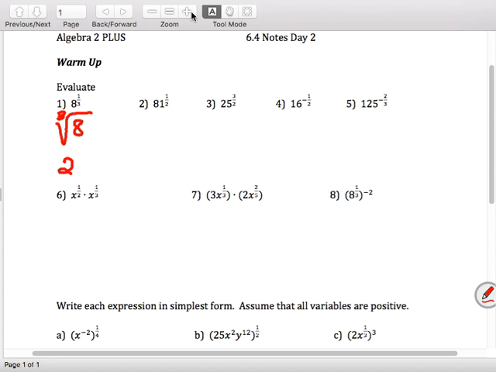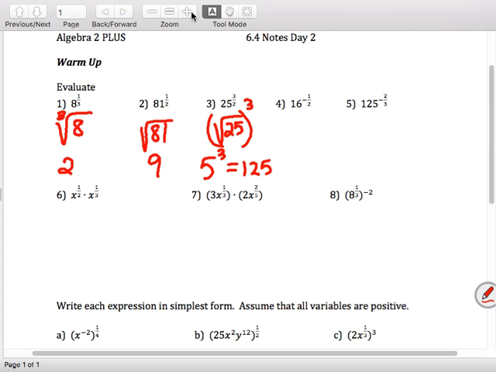Number 2, 81 to the 1/2 means the square root of 81, which is 9. 25 to the 3/2 is the square root of 25 being cubed. So that's the square root of 25 is 5. 5 cubed, 125.